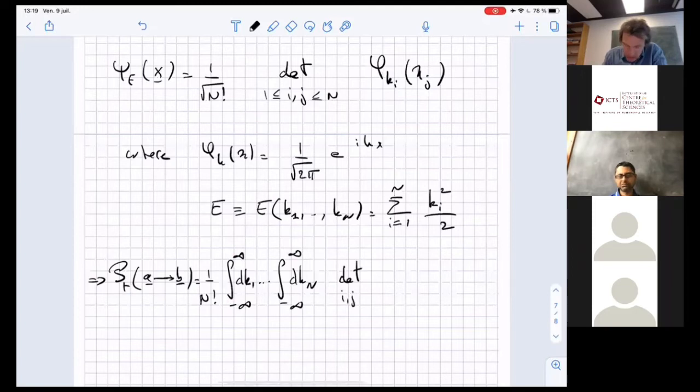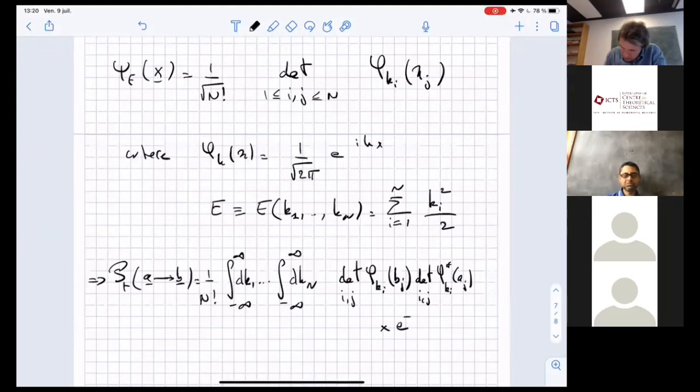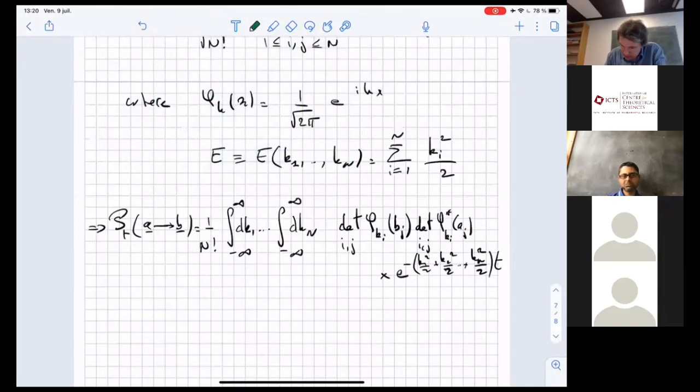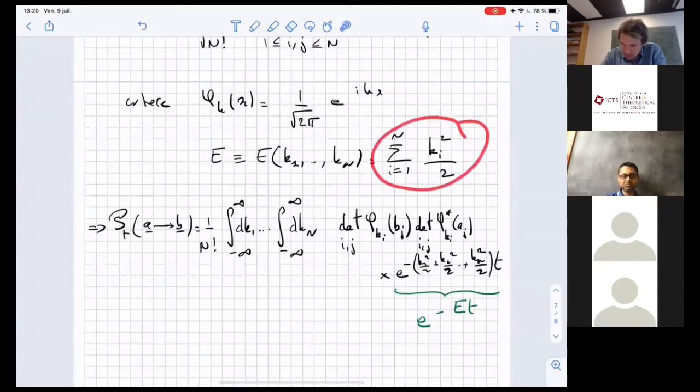So I have the determinant of phi ki bj, times the determinant of phi ki star of aj, and times the exponential of the energy times time. So this is basically k1 squared minus k2 squared, etc., minus kn squared, with some factor here, times t. Maybe it's not very cleanly written, but this is just the exponential of minus Et, where I have just used this expression for E.